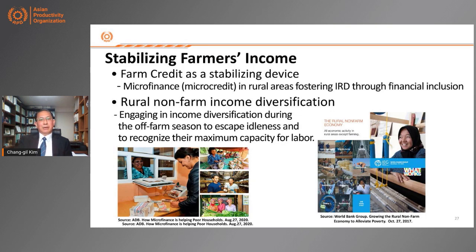I think expanded non-farm employment is also important. So they are engaging in income diversification during the off-farm season, especially in the Korean case, the winter season, to escape idleness and to realize their maximum labor capacity.